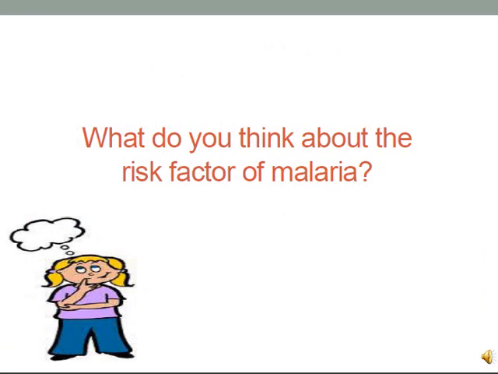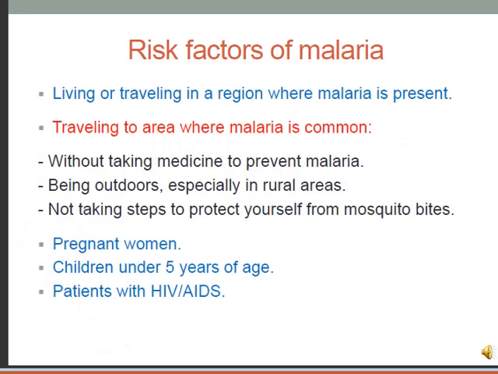Dear students, what do you think are the risk factors of malaria? Now I will tell you important risk factors for development of malaria. Living or traveling in a region where malaria is present. Traveling to an area where malaria is common without taking preventive medication. Being outdoors, especially in rural areas. The next risk factor is not taking steps to protect yourself from mosquito bites.